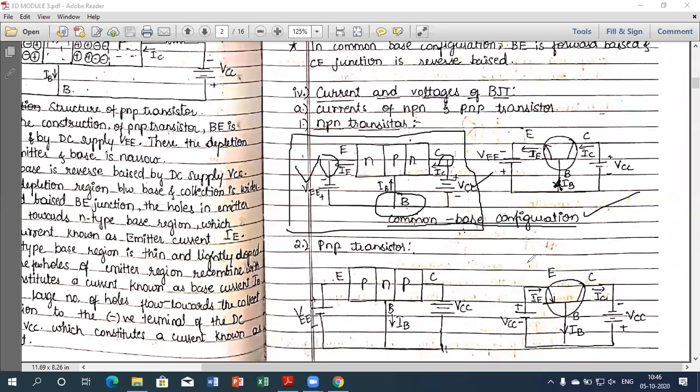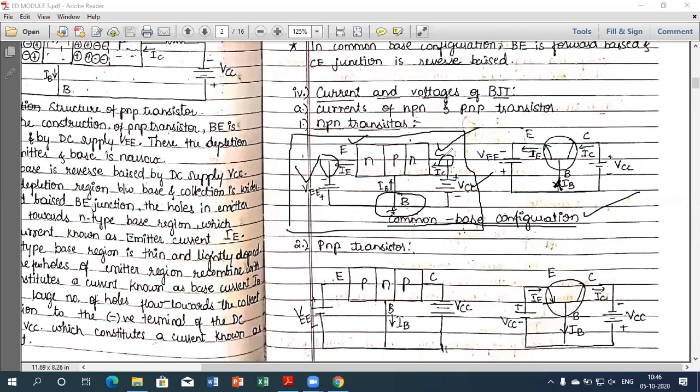Under such a condition, when I take it as a common base configuration, the emitter acts as the input and the collector acts as the output. I hope you guys are getting this. Base is common means the base terminal is directly connected to ground. That is what it indicates if I say it is common to the emitter and collector terminals, where the emitter is the input and the collector is the output.